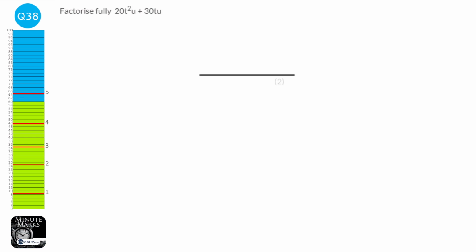So factorise means to put it into a bracket. And it looks like it's a quadratic here, but it's actually just a linear factorising because we don't have a number term. So we're going to just use one bracket for this. And looking at these terms, I'm going to focus first on the numbers. So 20 and 30, I can divide both of those by 10. And that will leave 2 and 3. So that's the numbers done.